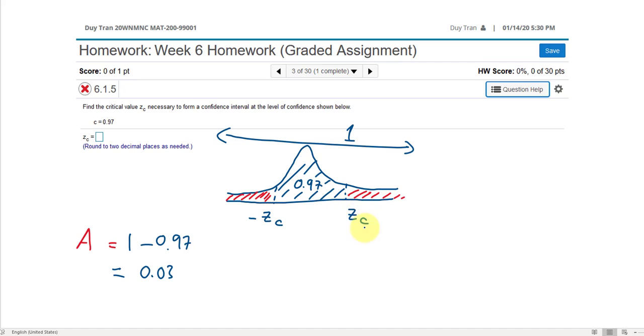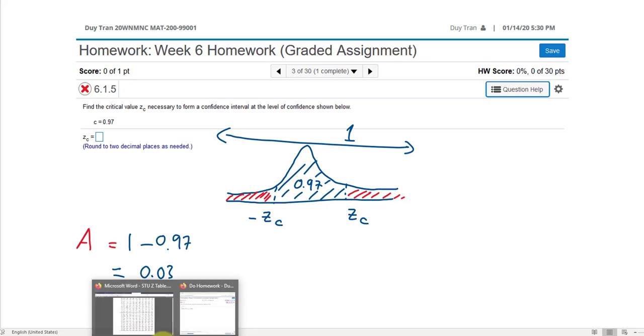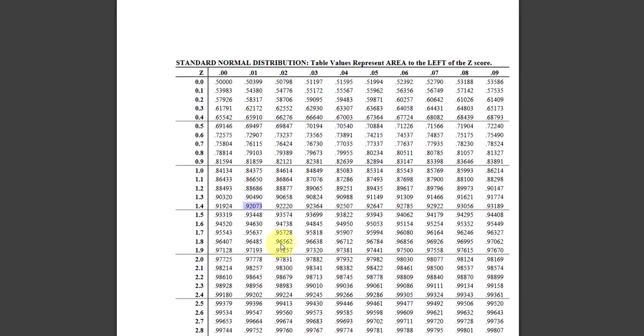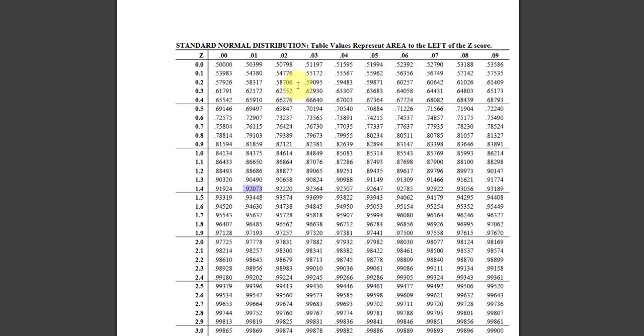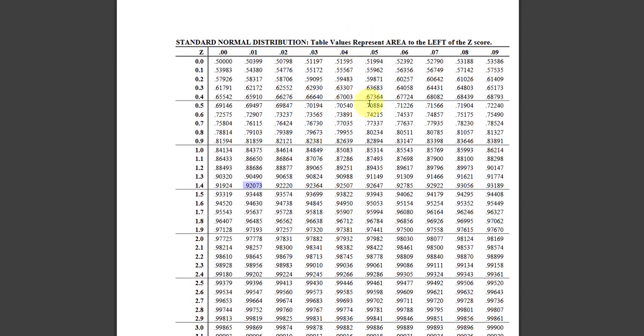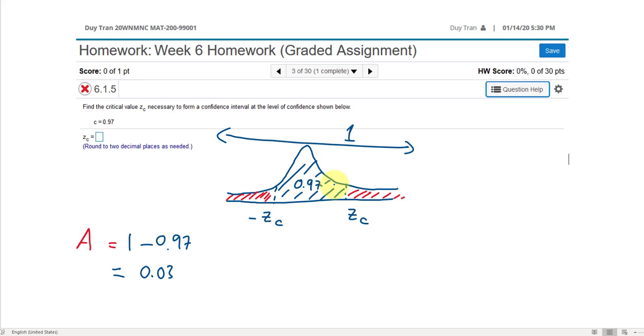Now we are looking for ZC. So in order to find that, you need to use the standard normal distribution table to help you. Let's go to that table. So this table here is the standard normal distribution table, and the values here represent the area to the left of the z-score.